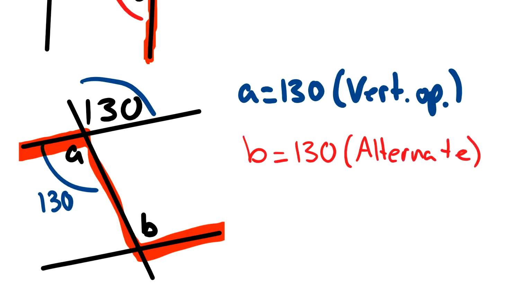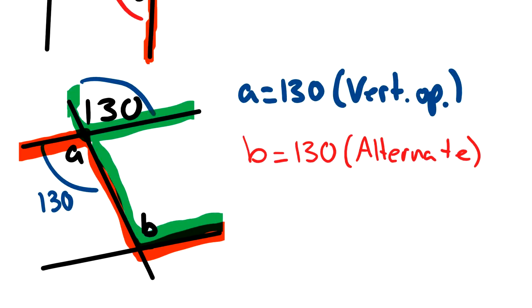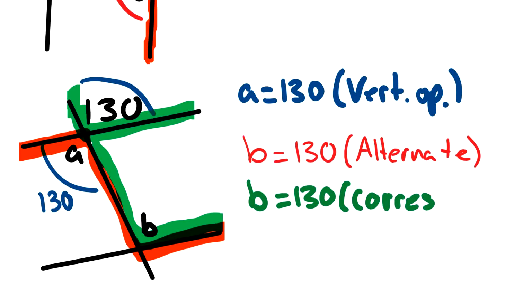Now, you might have noticed there is another way to find B in this one. If I change my highlighter to green and I highlight these lines here, that forms my F shape. So I actually could have said B equals 130 because it's corresponding. So I'll just write corres. All right. So you're not limited to just alternate now. You've got things like vertically opposite you can use. You've got things like corresponding now you can use. There's multiple ways to get to the same answer. And it's up to you to find which way you prefer, or that you can even see in the moment.